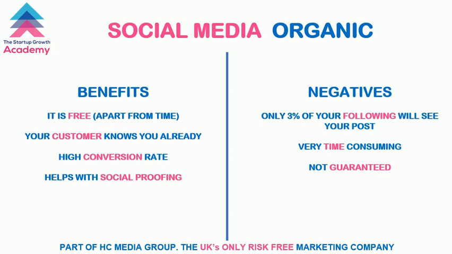There are some negatives here, okay? Only 3% of your following will see your post. If you've got 100 followers and you make a post, because of Google's algorithm, Facebook's algorithm, you will only get to show it to 3%. Now, if someone likes it, it goes up to 4%. Someone comments, 5%. Someone likes, comments and shares, it might go up to 7%. The more engagement that you get, the more Facebook shows it out to.